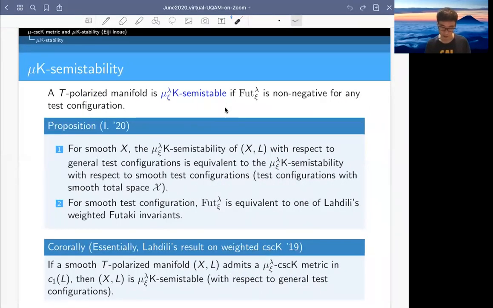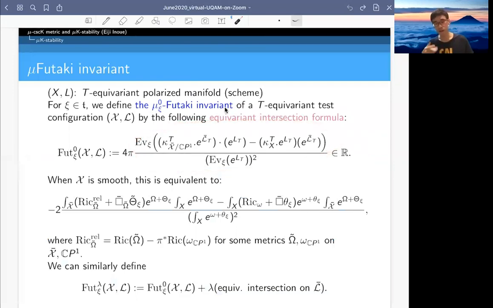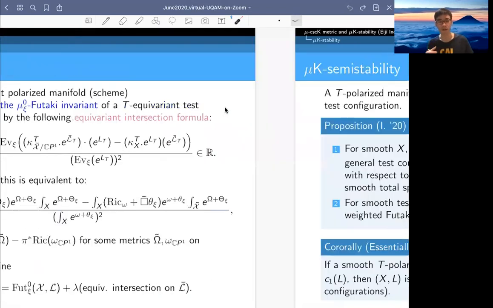And here is a result for mu-K-semistability. We define a T-polarized manifold as mu-lambda-xi K-semistable if the mu-lambda-xi Futaki invariant defined in the previous slide is non-negative for any test configuration. This is the definition of K-stability. And I proved that for smooth X, the mu-lambda-xi K-semistability of (X, L) with respect to general singular test configurations is equivalent to the mu-lambda-xi K-semistability with respect to smooth test configurations. This is easily shown by using this expression. So we just need to study some basics on equivariant intersection.